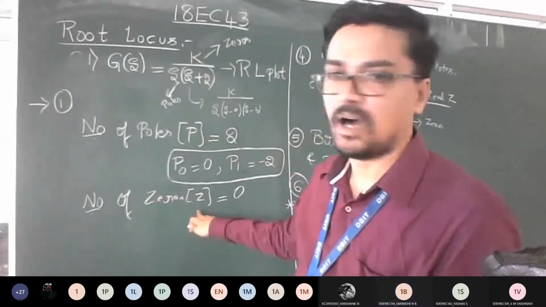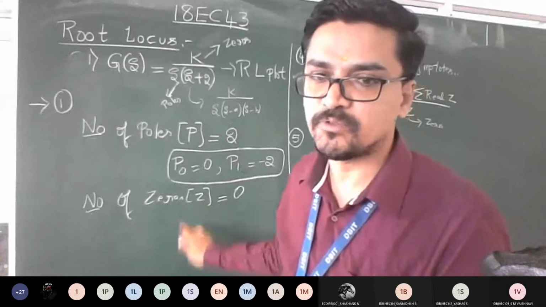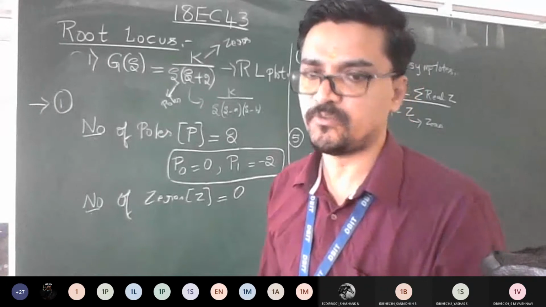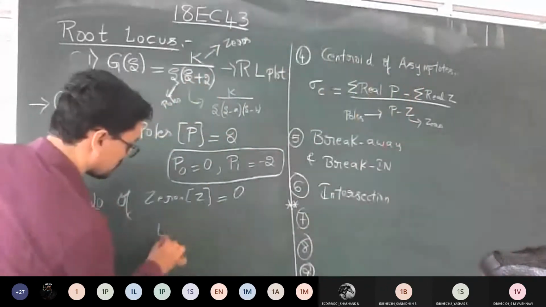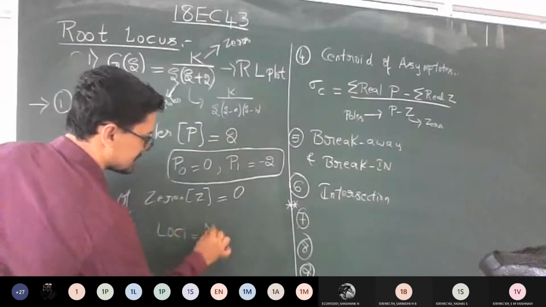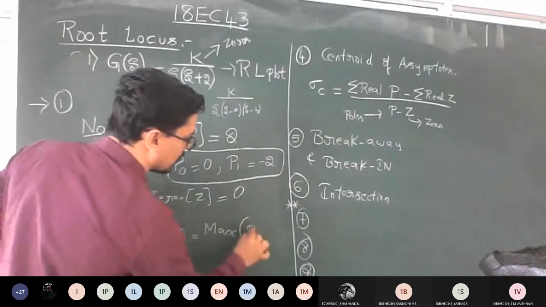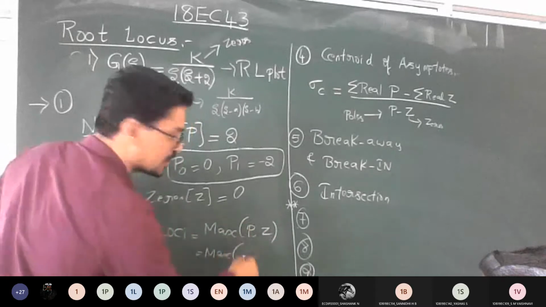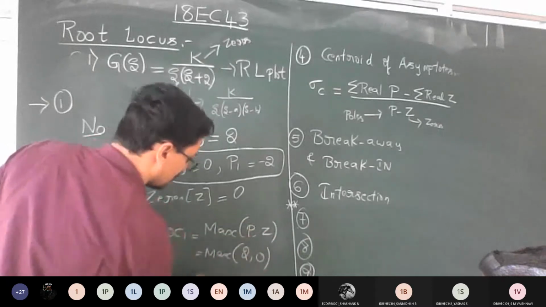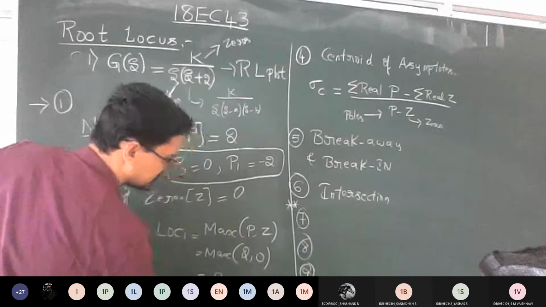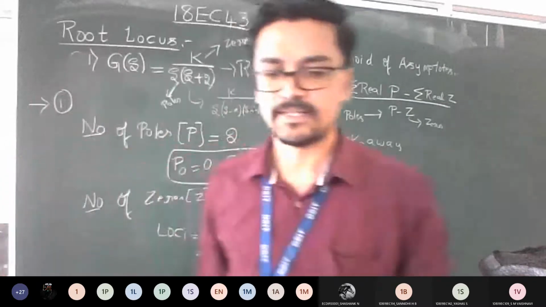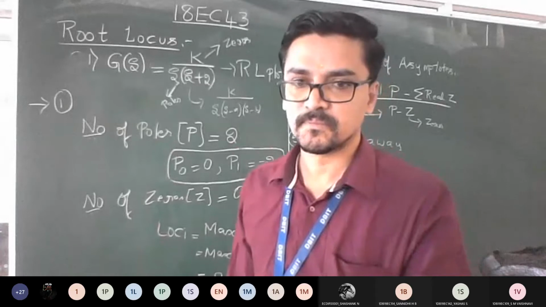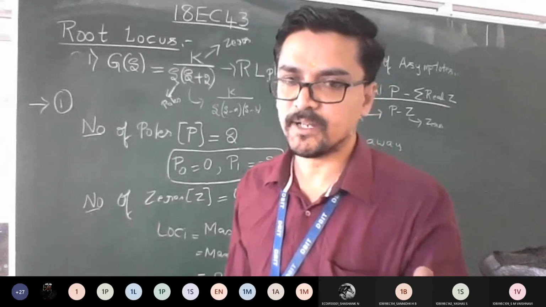Good. So the ultimate goal of step number 1 is to obtain the number of loci. How many loci do you want? For that, the formula is the maximum of poles and zeros. So the maximum of the number of poles, which is 2, and the number of zeros, which is 0. So what is the number of loci now? Is it clear, guys, everyone? Am I clear or not? Is that okay?